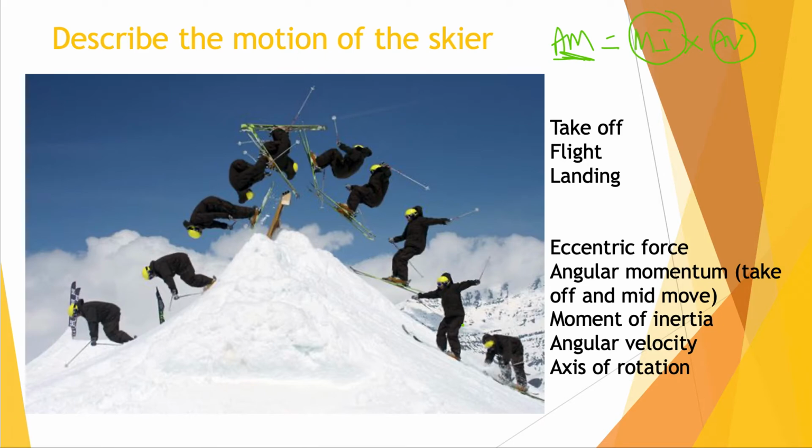And then when we come into landing, at this point we touch the floor, which means there's an eccentric force again applied to the skier, which removes the conserved quantity of angular momentum. It allows them to stop rotating and to stand on the snow. Obviously, coming into landing, they've increased the moment of inertia by straightening out the body, which must mean that angular velocity decreases, which allows them to control the landing.